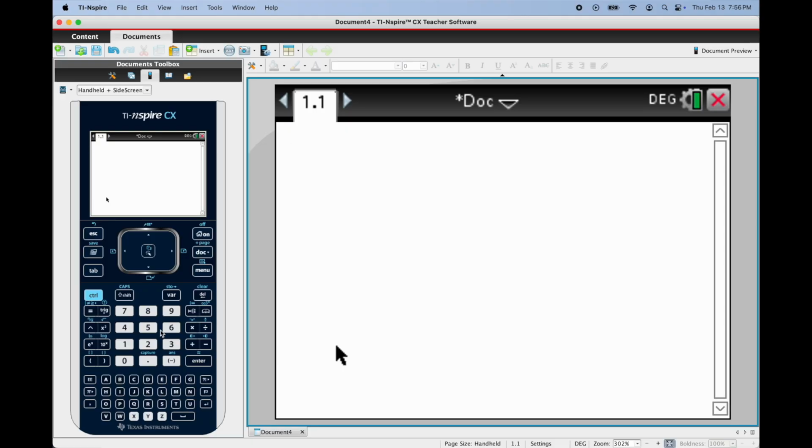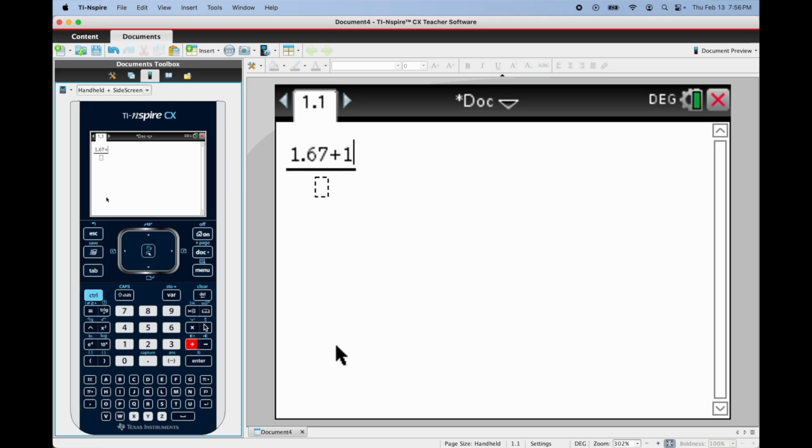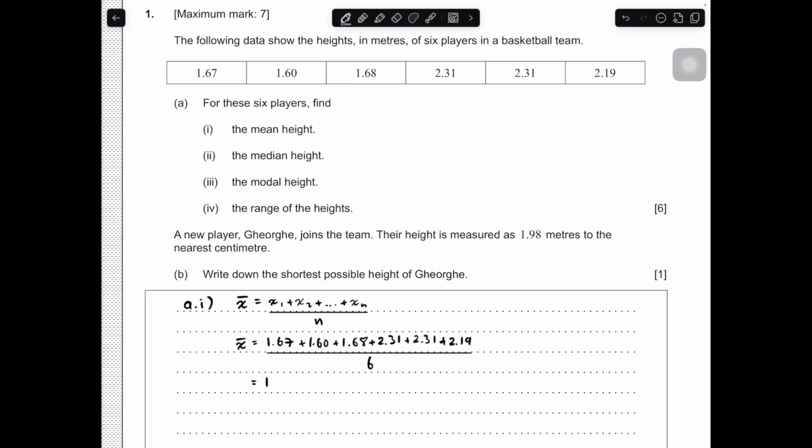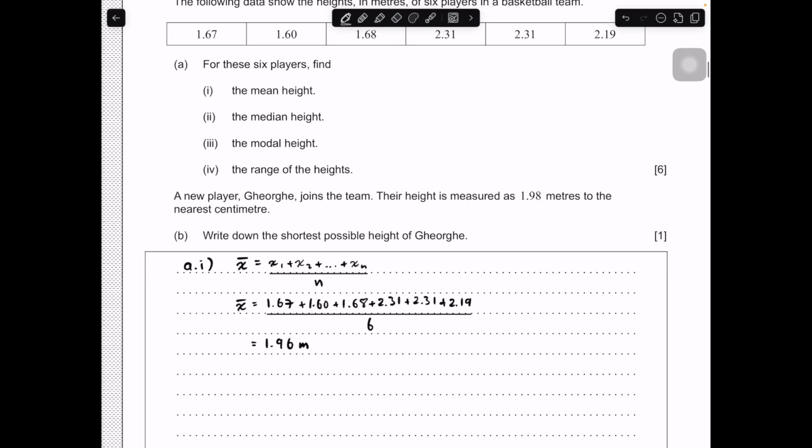Okay, so let's get a fraction. And here we are, 1.67, and so on. 1.6, 1.68. I guess we could do 2.31 times 2, but here we are. Plus 2.19. And this is divided by 6. Everything looks good. Okay, so the average height is 1.96, and that seems to make sense. Alright, let's go back to the document here. So 1.96 meters.